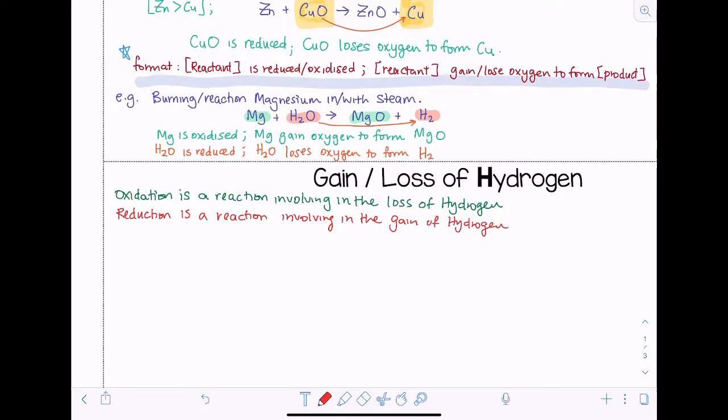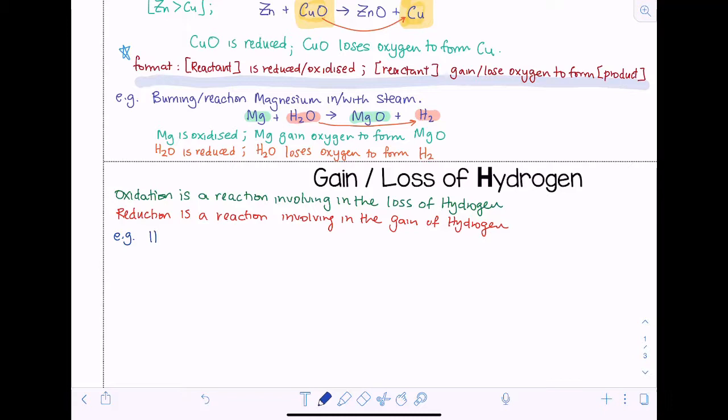Okay, and that is the definition for reduction. Basically a reaction involving the gain of hydrogen. Now, we'll look at some examples that will illustrate this. We start with the first example, very easily relatable: the formation of a substance called hydrogen chloride.